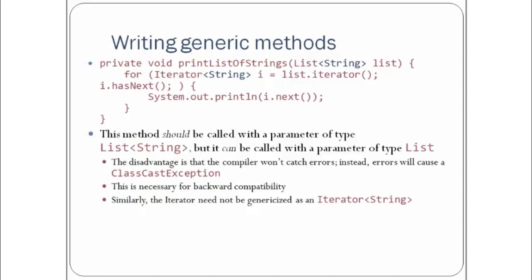Fine. The disadvantage is that the compiler won't catch errors. Instead, the error will cause a ClassCastException. It is necessary for backward compatibility. Similarly, an iterator need not be genericized as Iterator<String>. So that means if your compiler won't catch an error, it will give you a ClassCastException if you try to enter something else instead of a string. Fine. And also it should be backward compatible. So even if you are not putting a genericized list, it should be compatible. Okay.